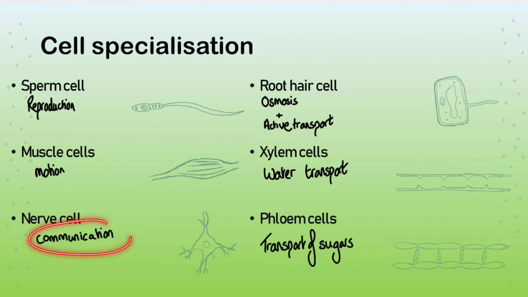But they are about communication, so sending electrical messages. So they have lots of active transport happening within, and as a result of that active transport, like with the sperm cells, they're going to need lots of mitochondria.